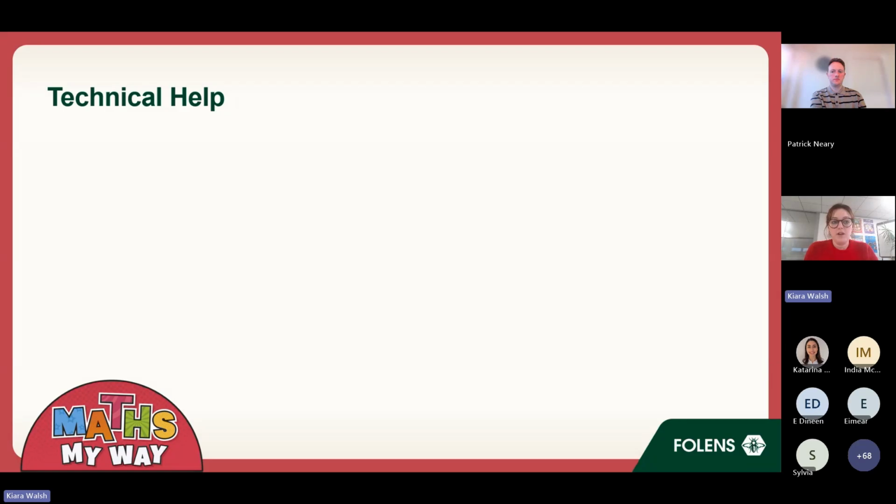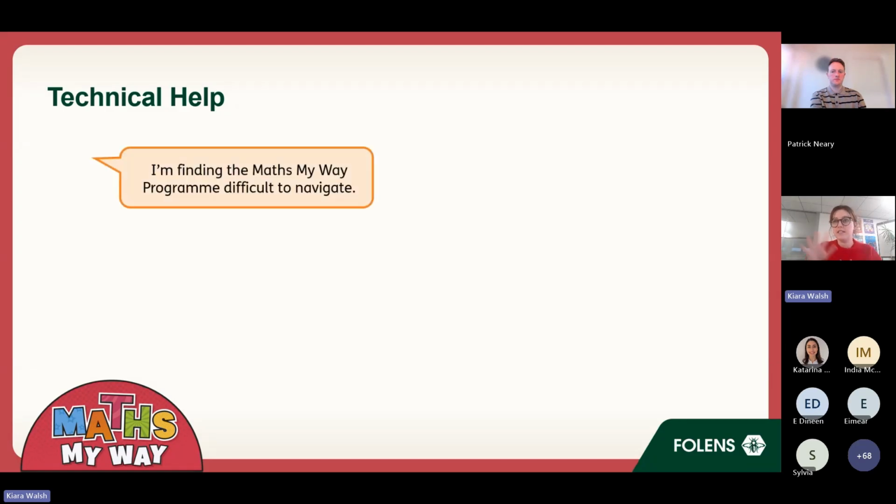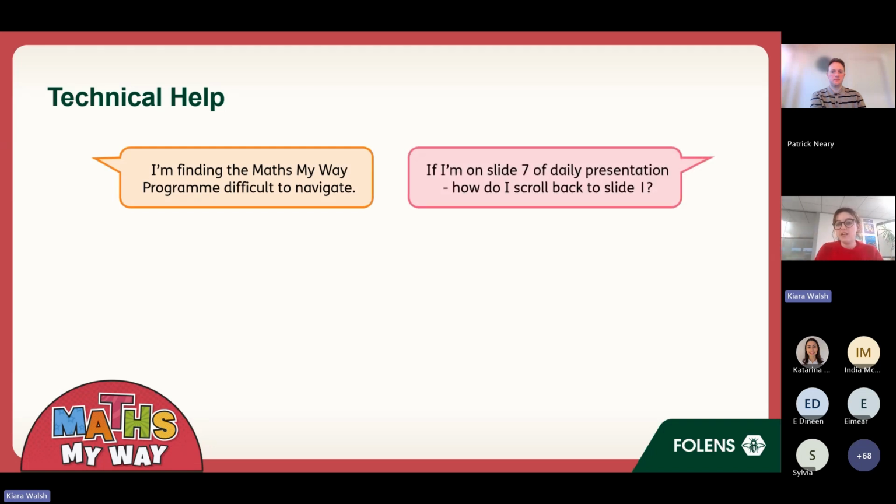I wanted to just say, first of all, anyone who's having any kind of technical issues, there's a couple of questions that came in along the lines of finding it difficult to navigate the program, find what you need, or even just basic things like navigating through the slides. Like if I'm on slide 7 and I want to get back to slide 1, how do I get there? So you might have seen at the beginning when we opened up the webinar, there was a Getting Started with Maths My Way video playing on the screen. That video is available when you go into the plan section on library. No matter what class you're using, that will be the first resource that's there. It's Getting Started with Maths My Way under plan.